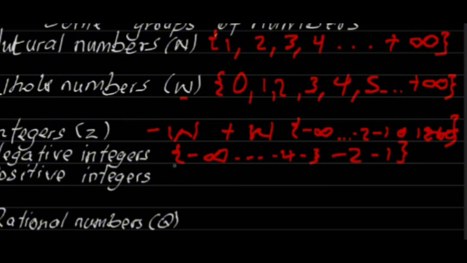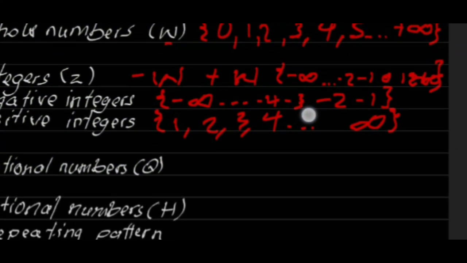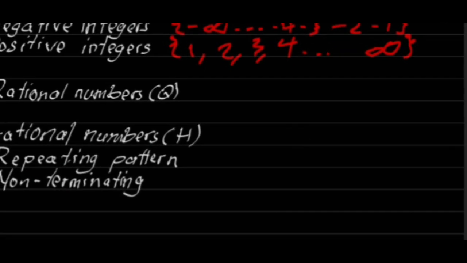And then with our positive integers, we could start from 1, 2, 3, 4. It goes on till we get to positive infinity, but we don't really have to put positive in front of positive numbers, so we could just say positive infinity.